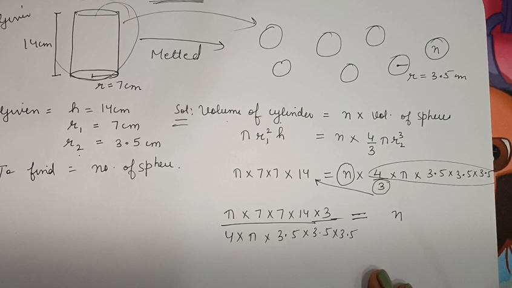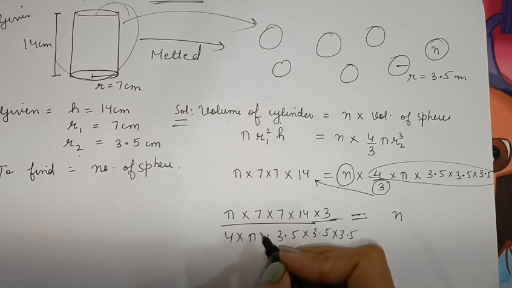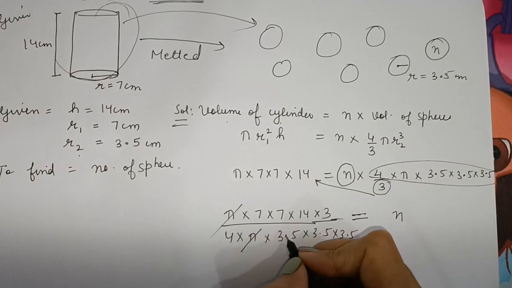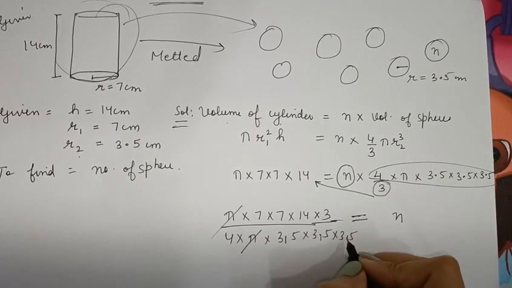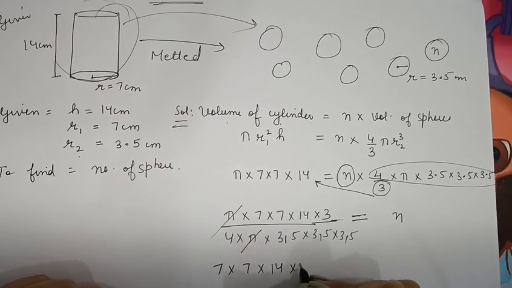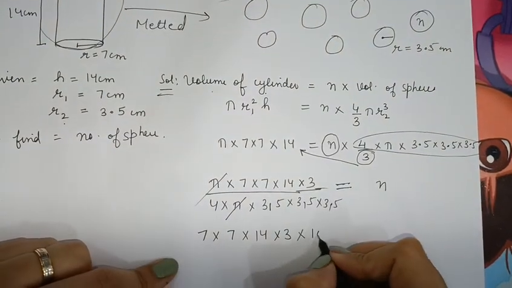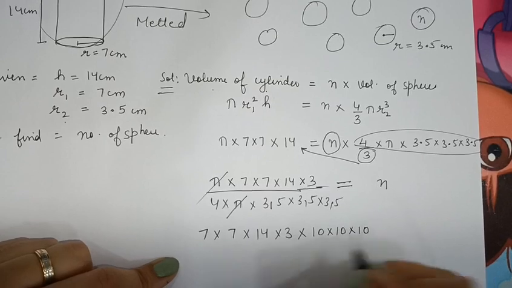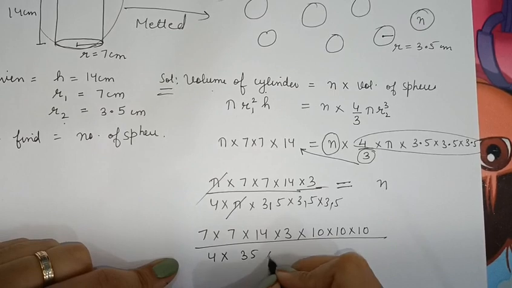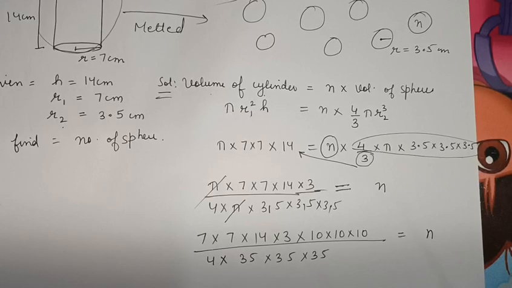Don't multiply everything, because to make our calculations easy we should always do cancellation. So pi and pi will get cancelled. Now from each of these 3.5 we will remove the decimal. So we are removing the decimals from the denominator, so on the numerator you can write 10, 10, 10. So now what we are left with is 4 into 35 into 35 into 35 is equal to n.